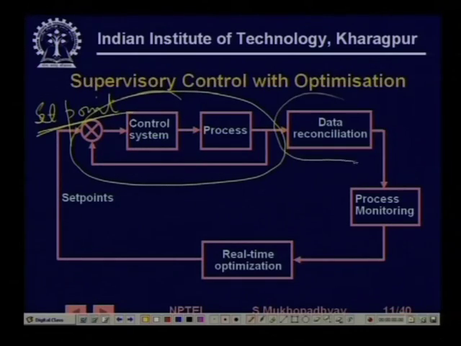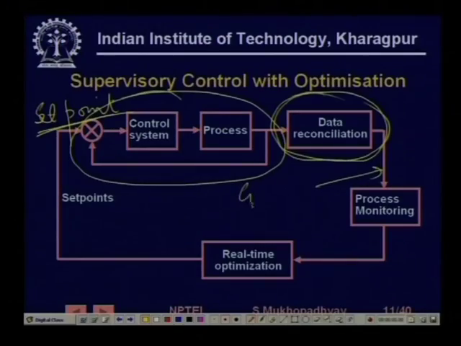First of all, you get the data from the process and you reconcile it, because it may contain noise, and some sensors may be inconsistent for various reasons. So, before taking decisions, you reconcile the data, so that all the signals make sense according to the standard mass balance and energy balance equations of the process. Once you do that, you have good and valid data.